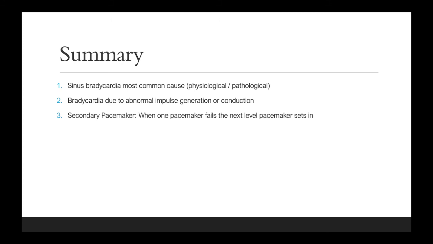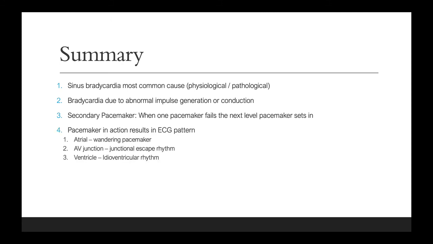Then we talked about secondary pacemakers, how when one pacemaker fails, the next level in the hierarchy comes into action. And we saw the pacemaker in action results in the ECG pattern. If the atria, different areas in the atria act as pacemaker, we have the wandering pacemaker pattern on the ECG. If the AV junction acts as pacemaker, we have the junctional escape rhythm. If it's only the ventricle which is generating impulses, we have idioventricular rhythm.